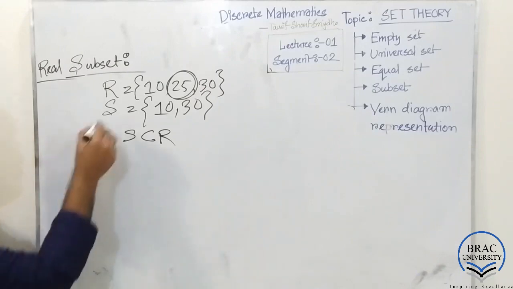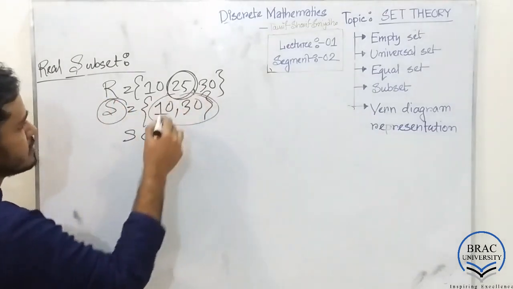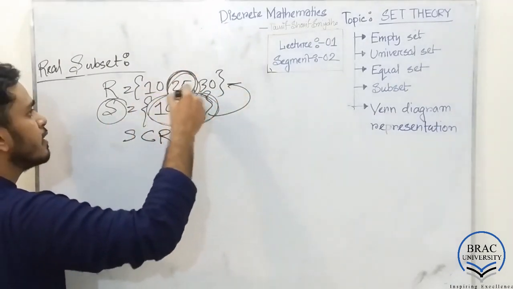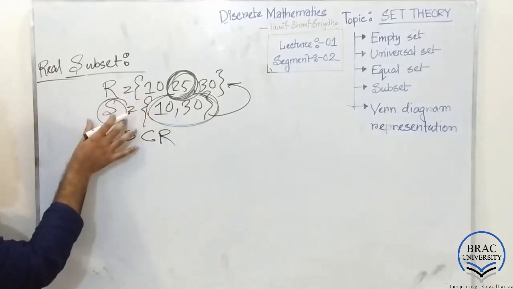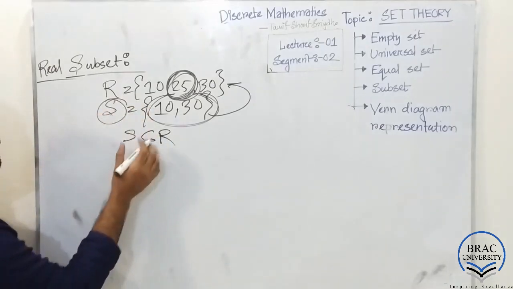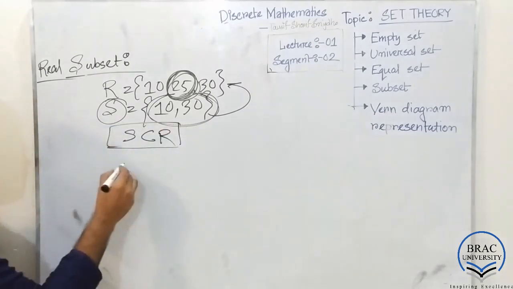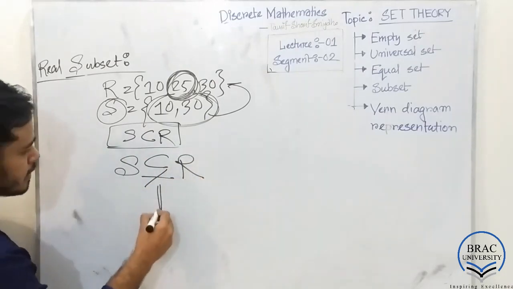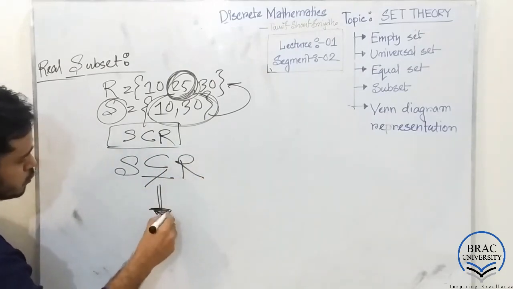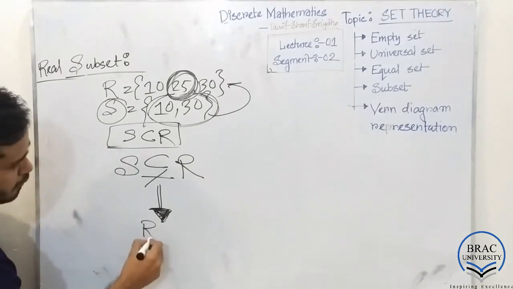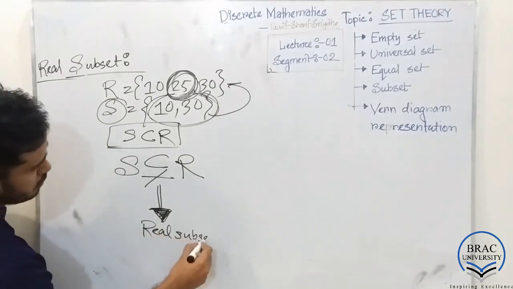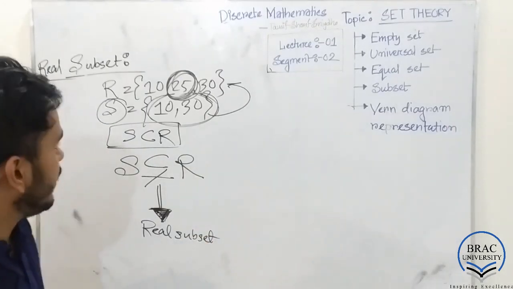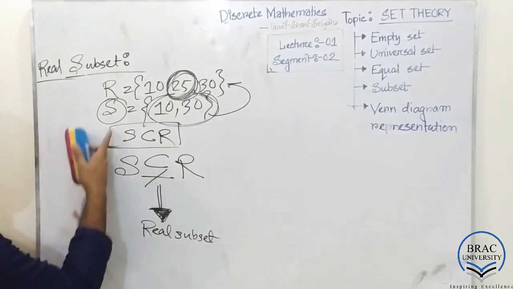I repeat, set S has two elements. All of those two elements belong to set R, but set R has an element that doesn't belong to set S. So S is not only a subset of R, but also a real subset of R. This sign is the notation for real subset. Okay, real subset. Now we know S is a real subset of R.